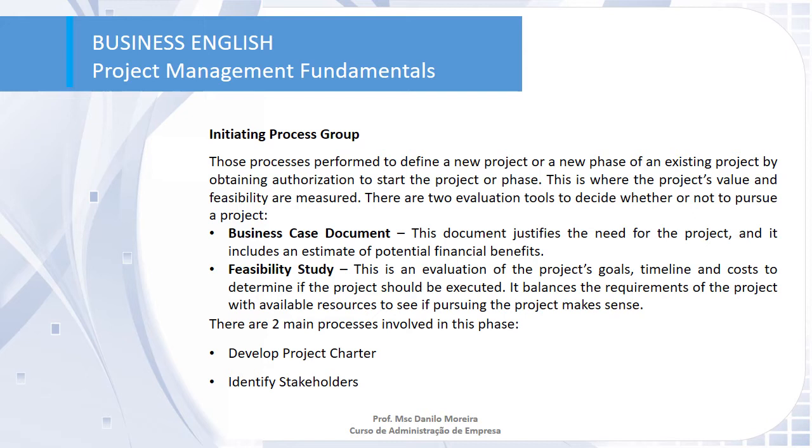If you receive the green light from the company, you will need to create a project charter, which is a document, or a project initiation document, which is basically the same, what we call PID or PD. These documents outline the purpose and requirements of the project. It should include business needs, the stakeholders, and obviously a business case. There are two main processes involved in this phase. As I told you before, just to emphasize it: develop project charter and identify stakeholders.